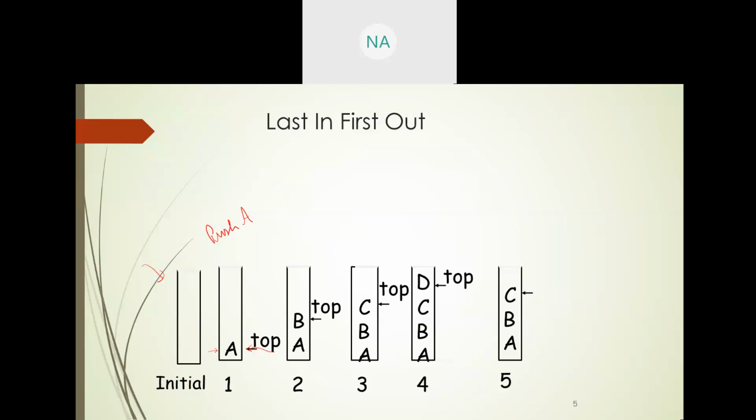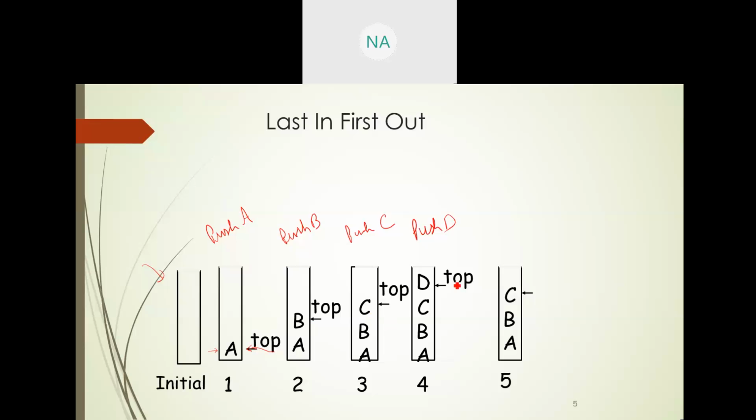Right. Next, push B. Push B will insert element B over A. Now top points to element B, that is, top shows the address of element B. Then push C. C is inserted and top is modified. Then push D. D is inserted into the stack and top is modified.